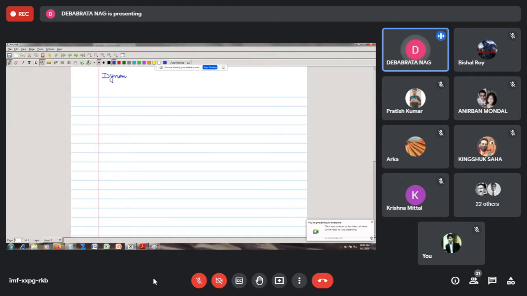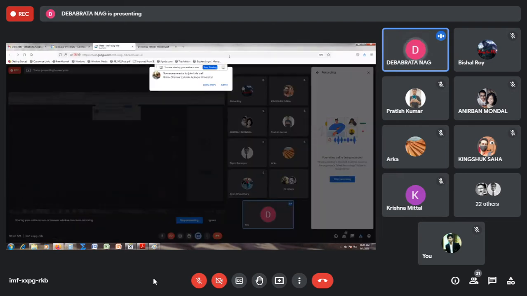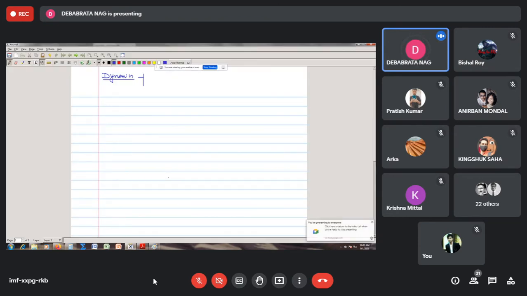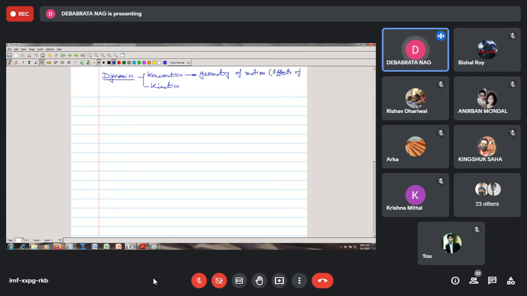This is your total dynamics section, and this will be classified into two categories. The first one we call kinematics, and the second one we call kinetics. That is the first type of classification. In kinematics, we discuss the geometry of motion. That means the effects of motion: if motion is there, what will be its effect? In our kinematics section, we will study this.